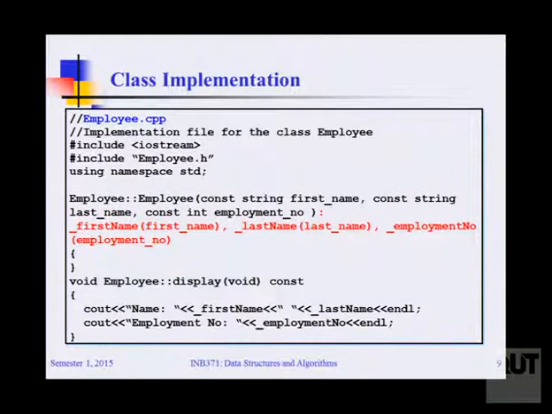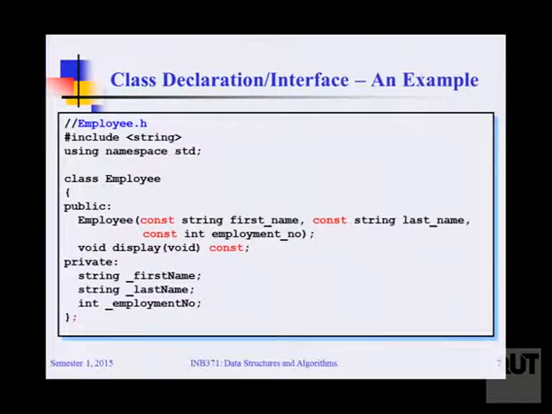Okay, just take another look at the declaration or interface. In this interface, we have two function prototypes. One is basically a constructor, which of course is also a function. There's another function, display. So how are those two functions implemented?